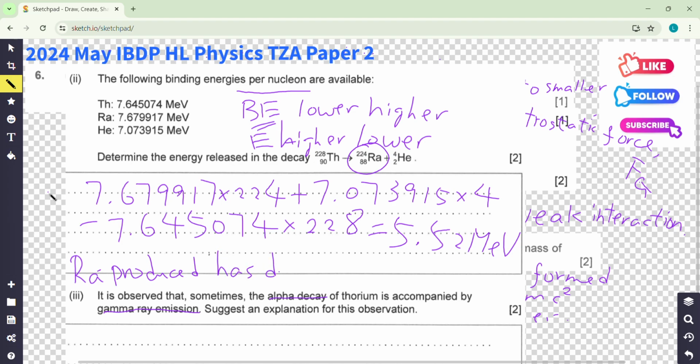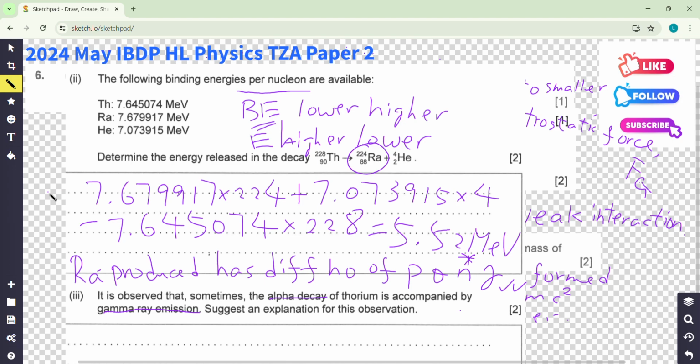So you can say the Ra produced has a different number of protons and neutrons. So maybe it is in a nuclear excited state, so it may emit gamma radiation to release the energy. It may be in an excited state, a nuclear excited state, so gamma radiation will be emitted by it.